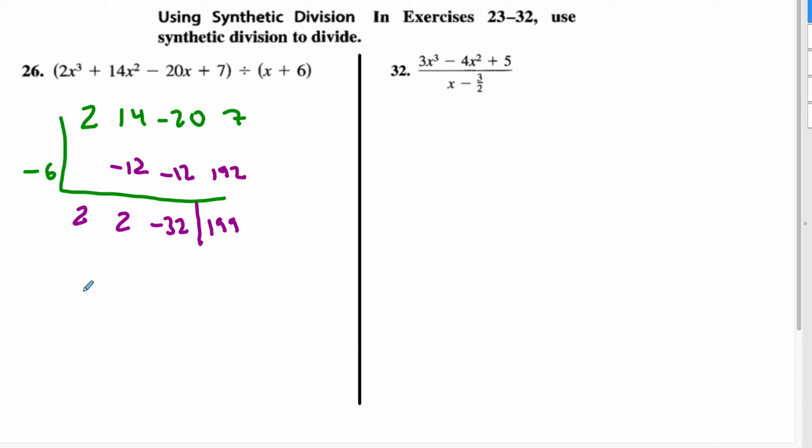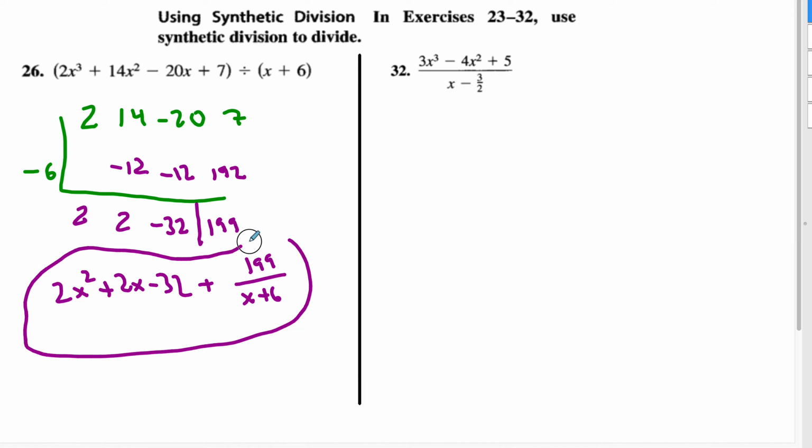So that means our final answer is, now remember this is cubed, so this is going to drop 1 power because we're pulling 1 x out. It's going to be 2x squared plus 2x minus 32 plus 199 over x plus 6. Say that 3 times fast. And that is that, just like that.